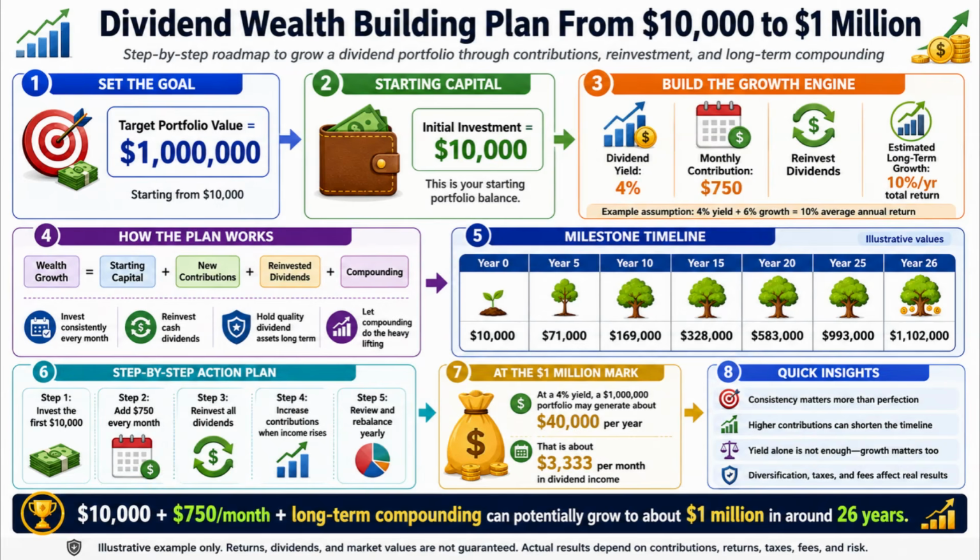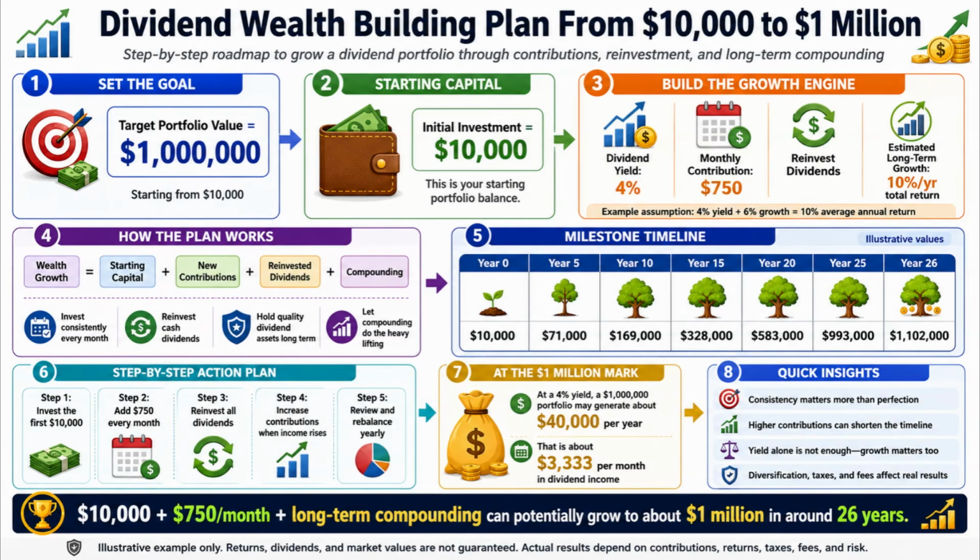For example, in year 0, the portfolio starts with $10,000. By year 5, it may grow to around $71,000. Then, by year 10, it may reach around $169,000. Similarly, by year 15, the portfolio may grow to around $328,000.